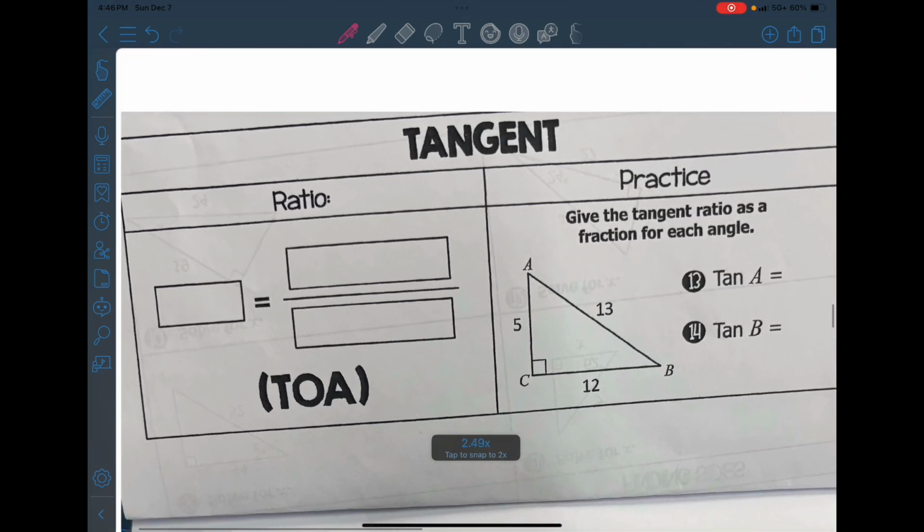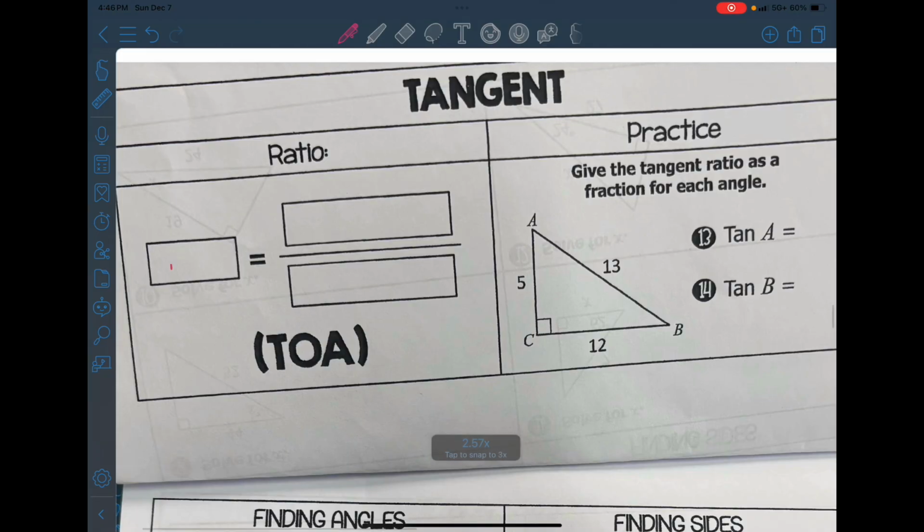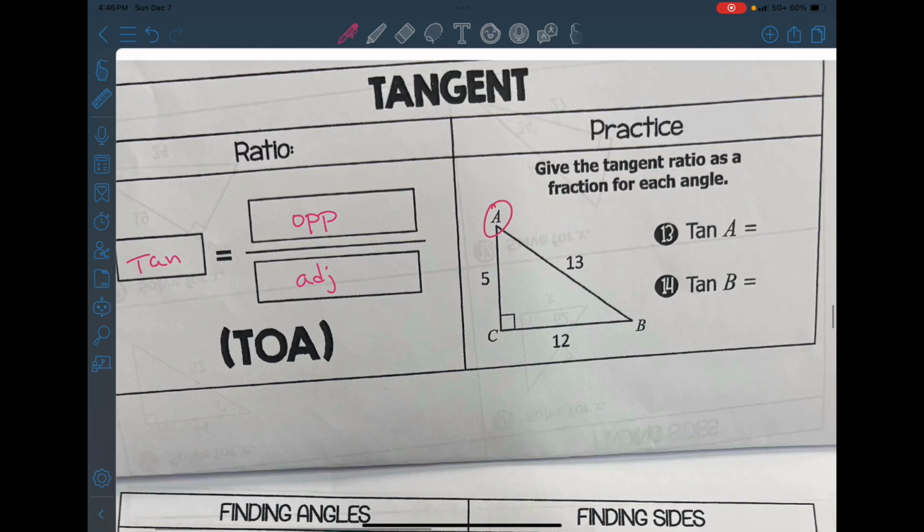So that is tangent, and we abbreviate that by using TAN. And this is our opposite over adjacent. So you should know this because we've talked about opposite and adjacent. We will not use our hypotenuse when we use tangent. So it is out of the question. So if I'm looking at A and I want opposite over adjacent, I know I'm not going to use 13 because that's the hypotenuse. I'm not going to even use it for B because that's still the hypotenuse. It's in the same triangle.